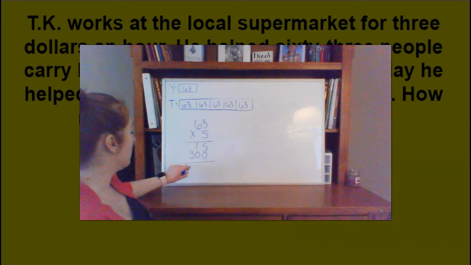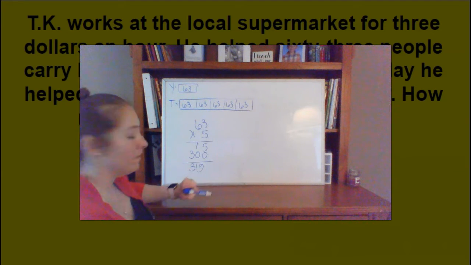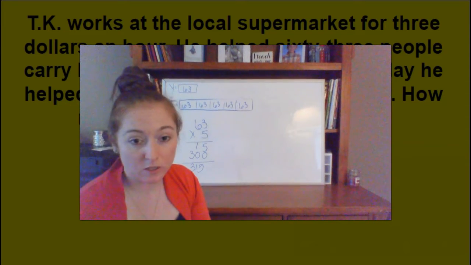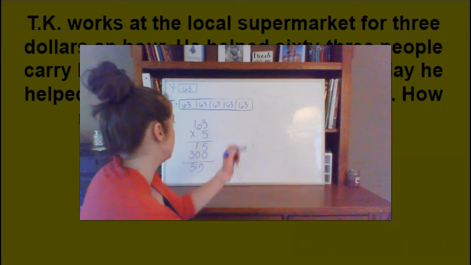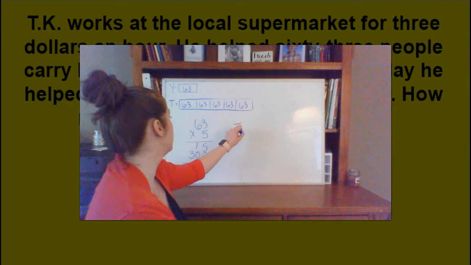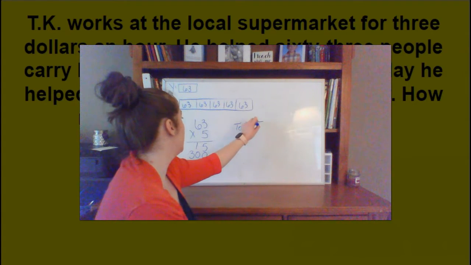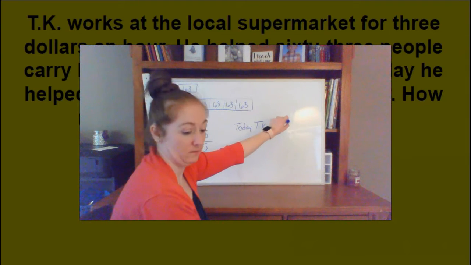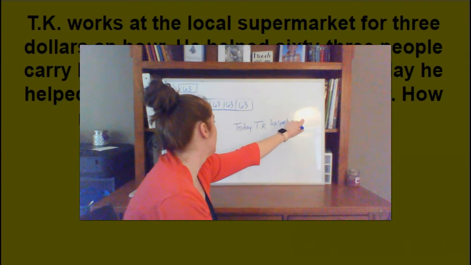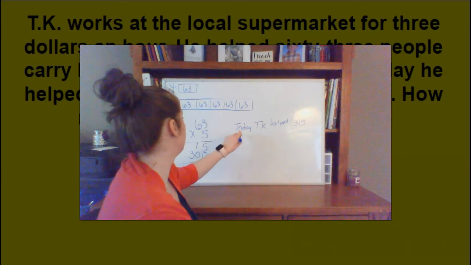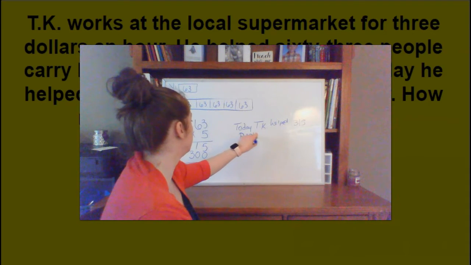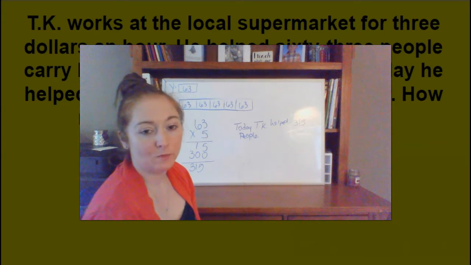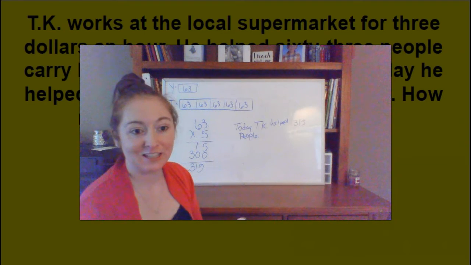So now let's add this together. It becomes 315. So how many people did he help? 315. But we're not done because we have to do our last step, which was to write it in a complete sentence. So, today, TK helped 315 people. Great. Did we read it? Did we draw it? And did we put it into a sentence? We did. Very good. Let's look at the next question.